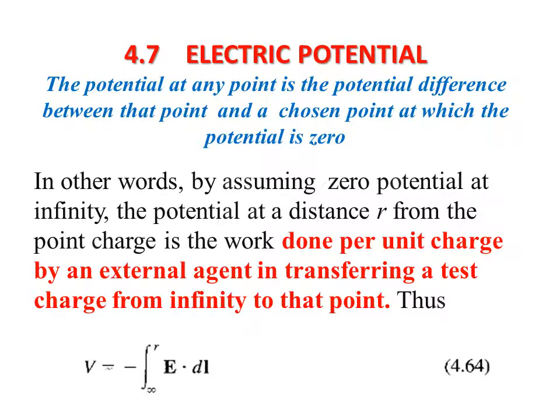The potential at any point is the potential difference between that point and a chosen point at which the potential is 0. In other words, by assuming 0 potential at infinity, the potential at a distance r from the point charge is the work done per unit charge by an external agent in transferring a test charge from infinity to that point. Thus, V equals minus integral from infinity to r of E dot dl.